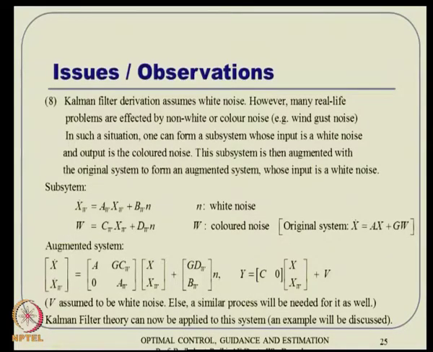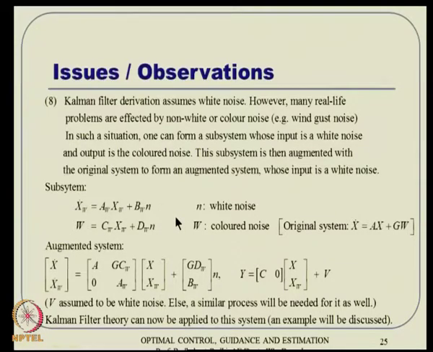Then this part I have already told you before: the Kalman filter derivation assumes white noise, and many real-life problems are not dictated by white noise. Rather, colored noise is very frequent. As an example, I mentioned wind gust noise. In that situation, one can form a subsystem whose input is white noise and output is colored noise, and this subsystem is then augmented with the original system to form an augmented system whose input is white noise.